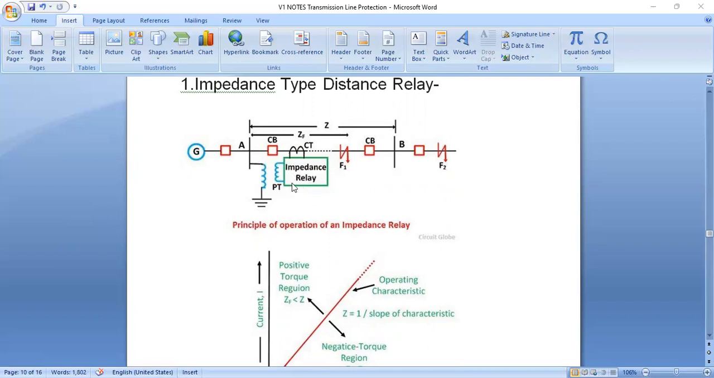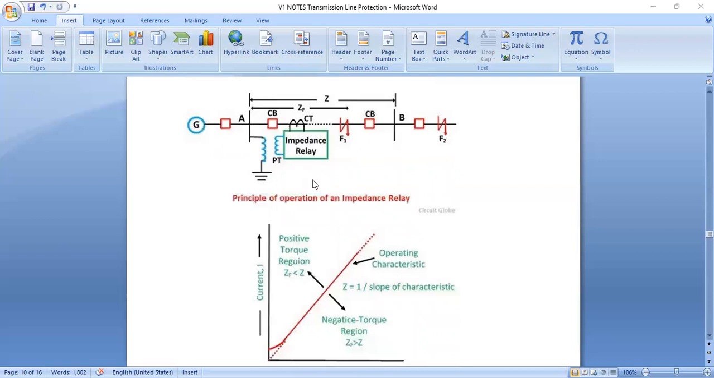The impedance relay, that means the Z, is the impedance of the normal operating condition. If the impedance of the line falls below this impedance, then the relay starts working. Let the fault F1 occur in the line A and B. This fault decreases the impedance of the line below the relay setting impedance, so the relay starts operating and sends the tripping command to the circuit breaker.